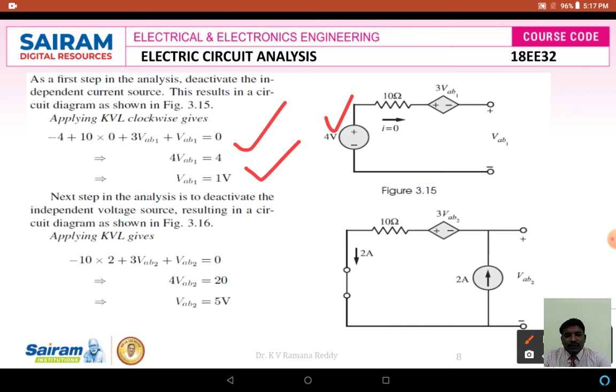Now let us see case 2, where I am going to keep only the 2 amperes current source in acting position and the 4 volts voltage source is short circuited, considering its internal resistance. For this circuit, what is VAB2? I am considering it as VAB2 in case 2. Now I am going to apply Kirchhoff's voltage law again. The current flowing in this circuit is according to the current source, so I know the value of current here is 2 amperes.